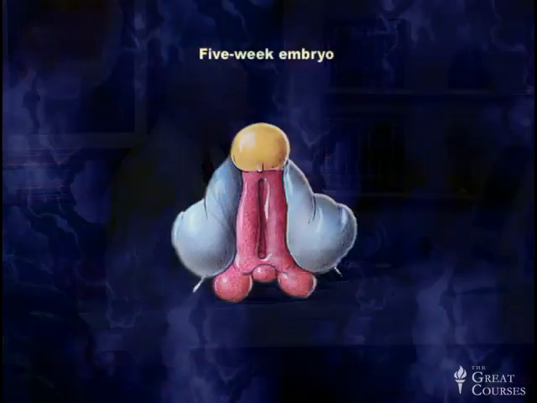The first thing we really ought to look at is the embryology and the development of this system, because there are such marked similarities and what are known as analogs between both the male and the female. And at a certain point in the development, you really can't tell them apart. Let's look at the first slide.